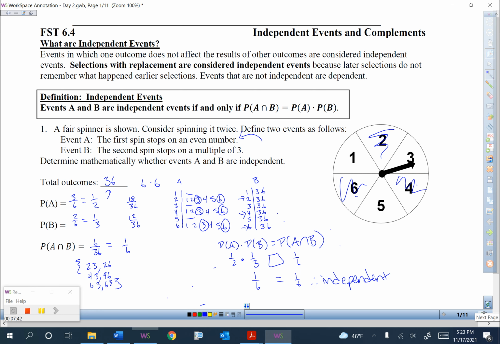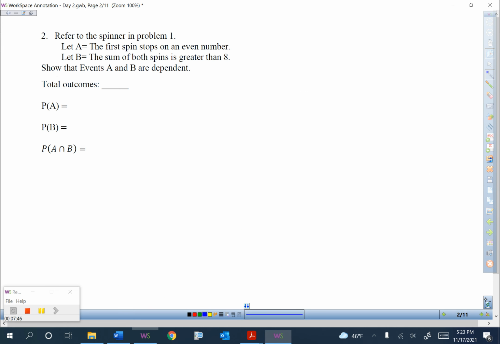Alright, checking out the next one here. Should go a little bit quicker now that we know what the idea is. Says we've got the spinner from problem 1 again, and the first one is an even number, the second one has a sum of both spins greater than 8. Okay, so again we're going to have our 36 outcomes, and we're looking for the probability of A, probability of B, probability of the intersection, so that we can fill out that proof statement.